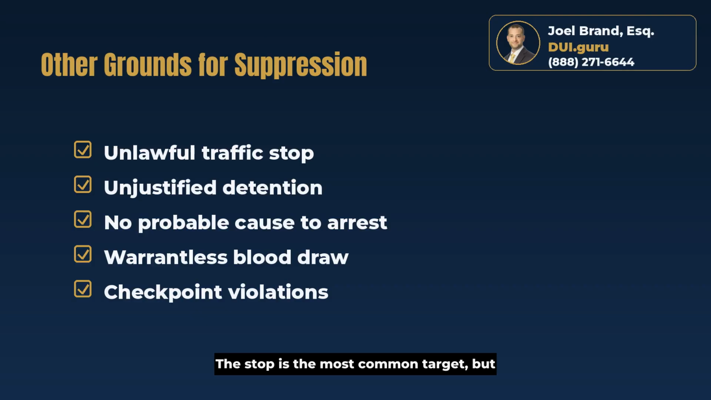The stop is the most common target, but not the only one. A motion to suppress can also challenge a detention that lasted too long or expanded without justification, an arrest made without probable cause, or a blood draw taken without a warrant or valid consent where one was required. Sobriety checkpoints have their own rules. A checkpoint is lawful only when it follows strict legal requirements, and a checkpoint that does not meet those requirements can be challenged the same way.